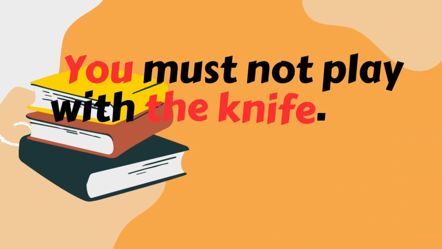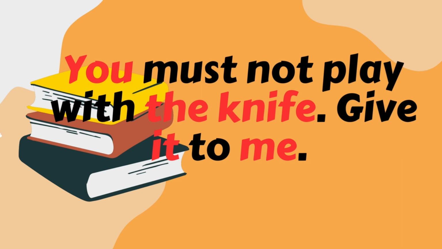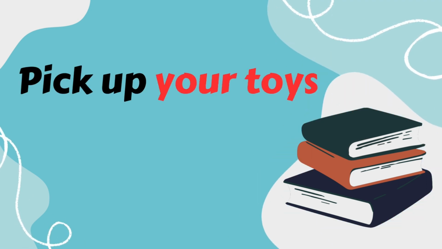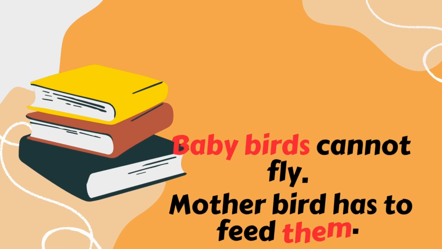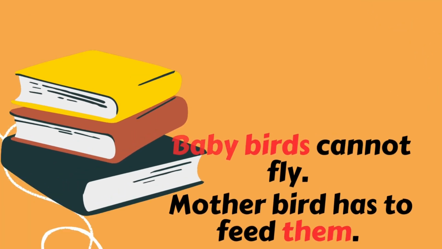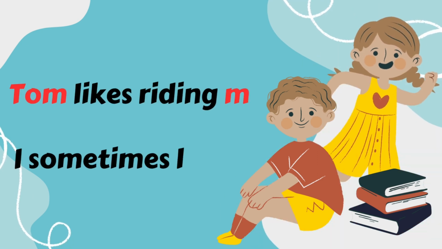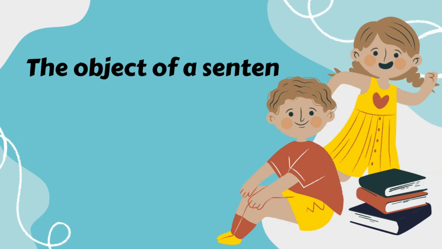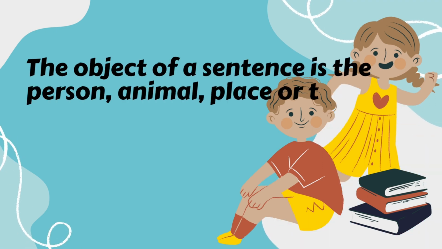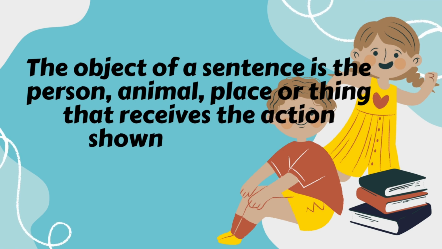You must not play with the knife. Give it to me. Pick up your toys and put them away. Baby birds cannot fly. Mother bird has to feed them. Tom likes riding my bicycle. I sometimes lend it to him. The object of a sentence is the person, animal, place, or thing that receives the action shown by the verb.